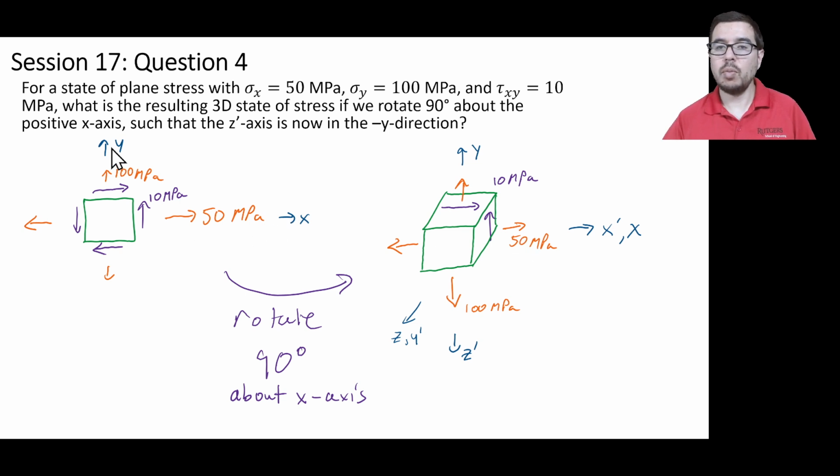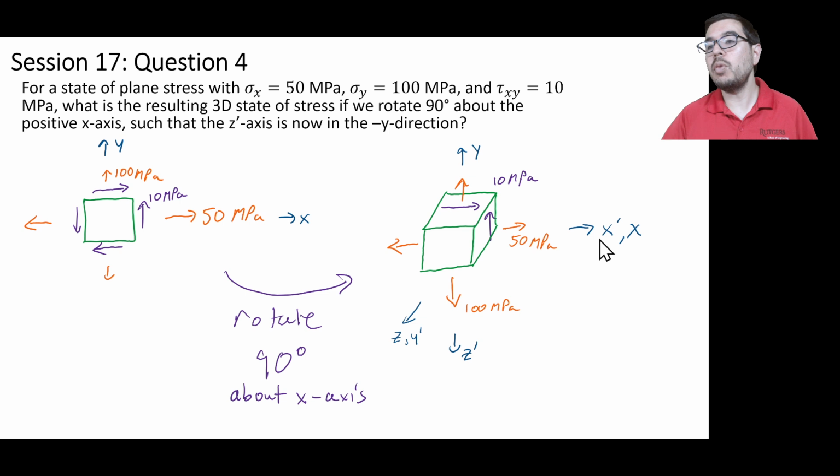So x, y, and then z is coming out. In this case, we have x coming to the right, y still going up, and z kind of coming out in this perspective. And then we perform the 90-degree rotation about the positive x-axis. So if you rotate about x, you're going to continue to have this x-like axis in line with x, and that's the x prime.